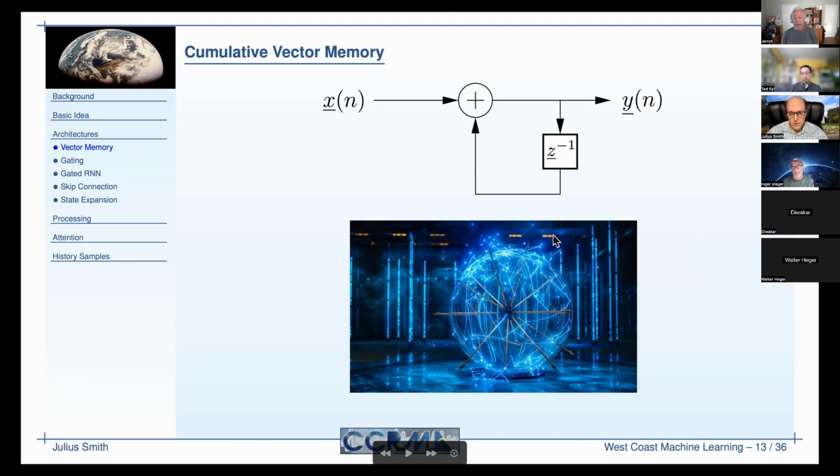Here's a depiction of the n equals 3 case, just if it's a 3-vector. And the idea is that we're going to throw vectors into this memory as just a sum. This sum just adds them up, and this is a one-sample delay. So it just says, take the previous sum and then add the new vector coming in. And so this is our vector memory.